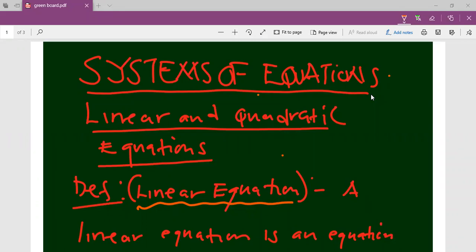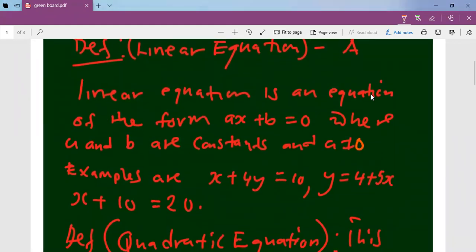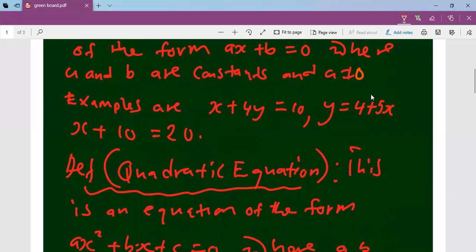Welcome to this presentation where we want to look at the system of equations. In this regard, we want to look at linear and quadratic equations. By that, we mean how we can solve these equations simultaneously.